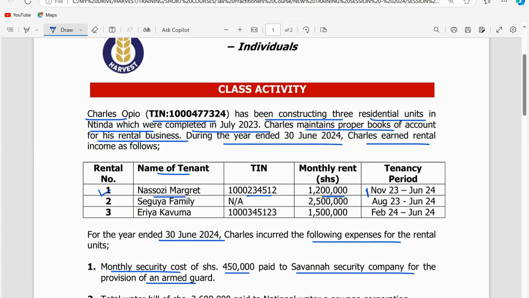You don't need a lot of mathematics. So these are 8 months, correct? Margaret has occupied that unit for 8 months. Now let us do the math. 8 times 1.2. How much is that? 8 months times 1.2. That is 9.6, correct? That is 9.6. So it means that Charles has derived 9.6 from rental unit number 1.